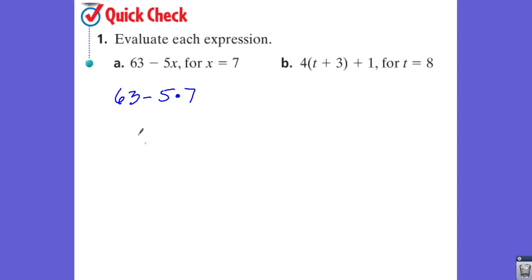Well, the pitfall in this one is you're going to do 63 take away 5 to get 58, and then you're going to multiply that by 7. And that's not what this problem says to do. You've got to do this multiply first.